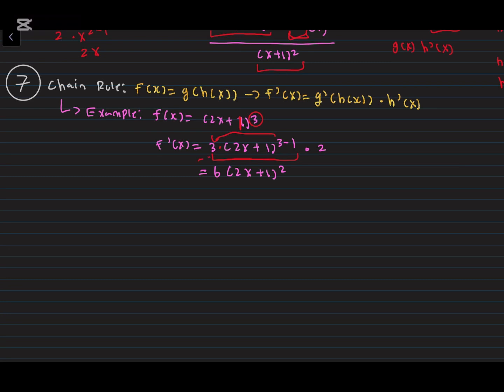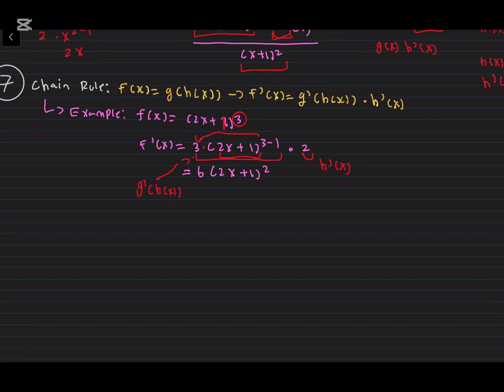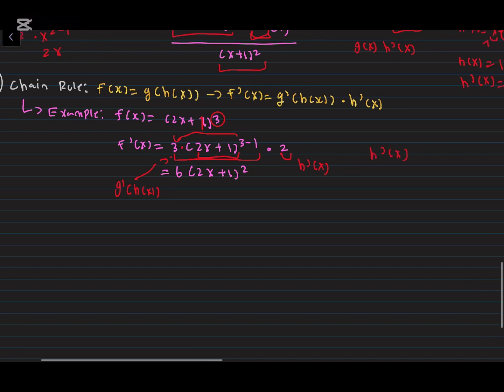Now, what's not similar to the power rule is that you have to multiply this. So this part is your g, however this part is your derivative of h of x. So the h of x is the part that's inside here. So what is the derivative of 2x plus 1? Okay, so let's solve it out.